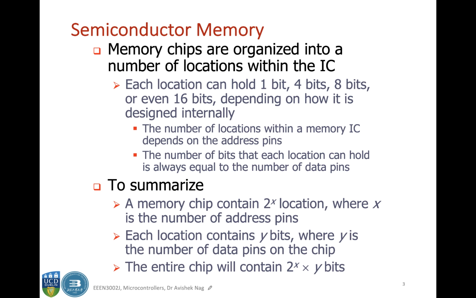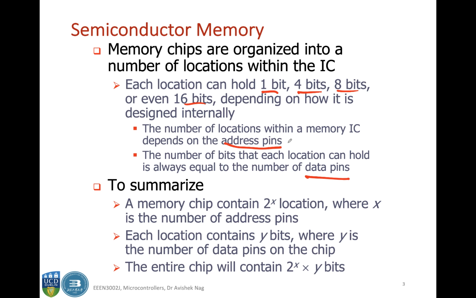The semiconductor memory chips are organized into a number of locations within the IC. Each location can hold either a single bit or 4 bits or 8 bits or 16 bits, depending on how the memory is designed internally. The number of locations within a memory chip depends on the address pins. You have come across these things previously. The number of bits that each location can hold is always equal to the number of data pins.